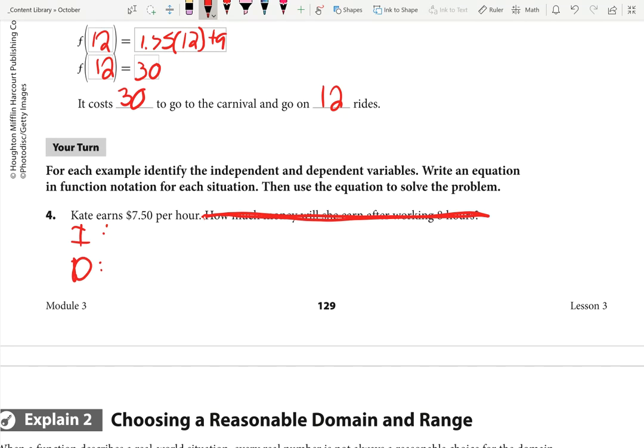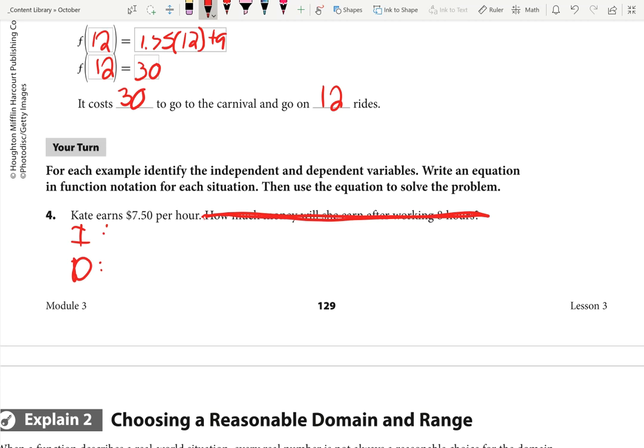Now let's think about this problem. Kate earns $7.50 per hour. So there's two things that we know how much she makes in an hour, but there are two things we don't know. One, the variables are how much money she's going to make overall. And the second one is the number of hours she works. Because the number of hours she works could change. And as that changes, the amount of money she makes at the end of the night would change as well.